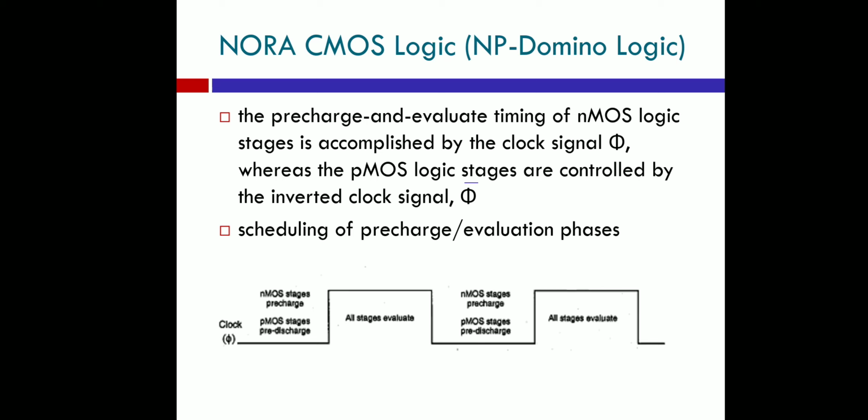So see this scheduling of pre-charge and evaluation phases. When the clock is low, the NMOS stage is pre-charge, the PMOS stage is pre-discharge. Now when the clock is high, all the stages will undergo evaluation. Again when the clock is low, pre-charge and pre-discharge. So the pre-charge and evaluate timing of the NMOS logic stage is accomplished by the clock signal phi, and of the PMOS logic stage by the clock signal phi bar.